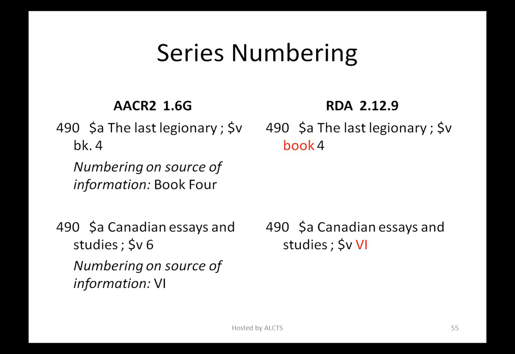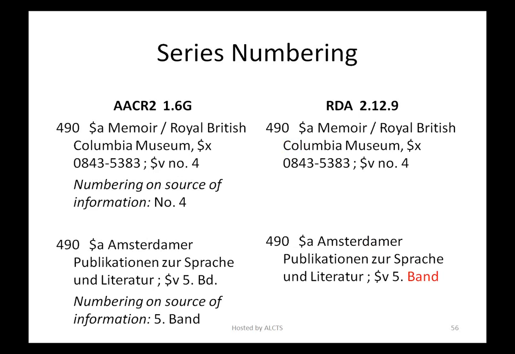And this last slide illustrates that when you have a found abbreviation on the source, you would record that found abbreviation as you see it. So number as abbreviated gets recorded as NO. Fünfte Band gets recorded as Fünfte Band spelled out. Here's a case where the BD does change to spelled out form, Band.